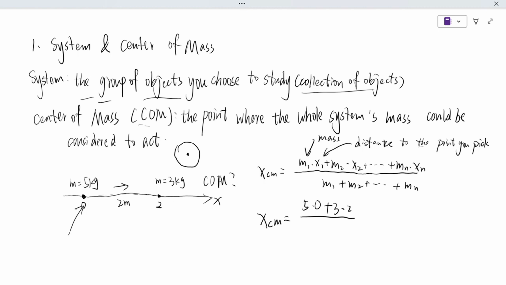Over m1 plus m2. What is the mass for the first rock? It is 5. What is the mass for the second rock? It is 3. So after we simplify it, we will get 0.75 meters, which means the center of mass is around here. This is 0.75.